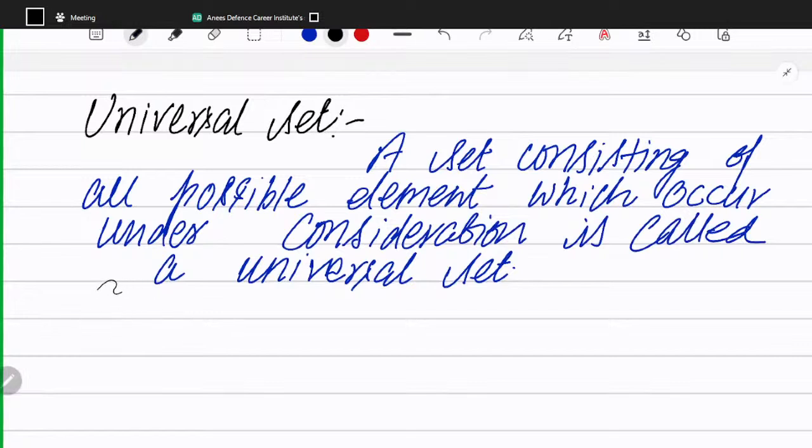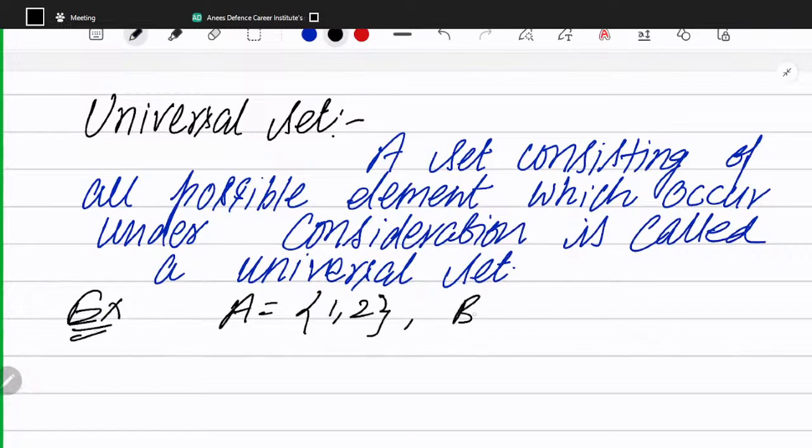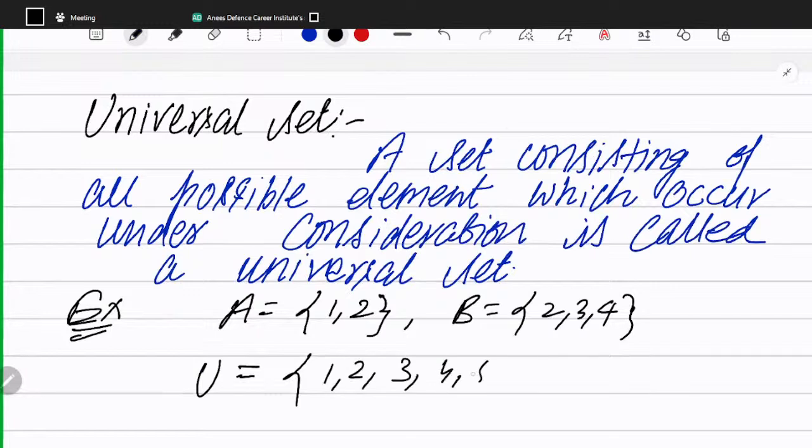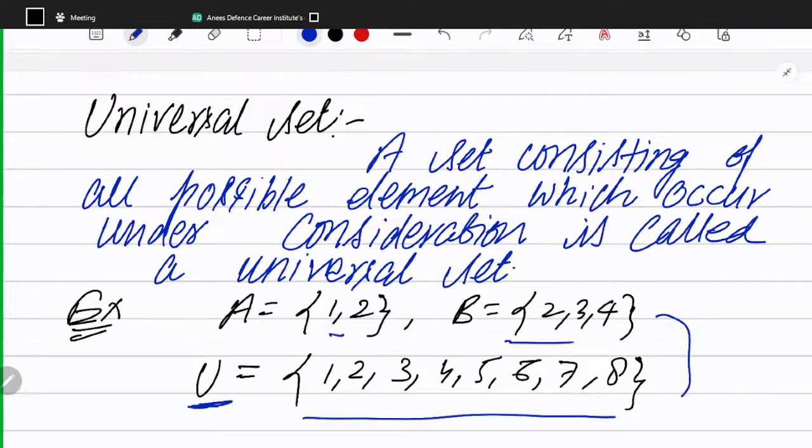Example, let set A be given. Here, in the system of sets, U is a set which contains all these elements. That means U is the universal set of the system of sets.